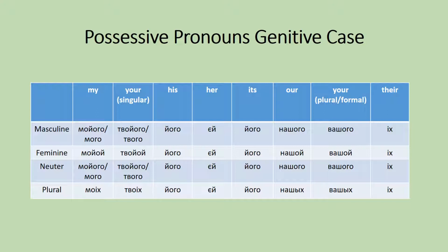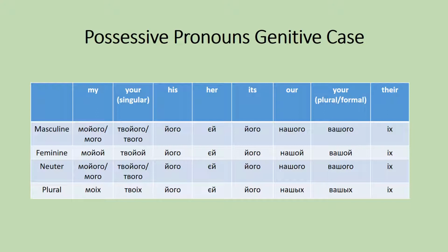Your singular is tvoyoho, or alternatively, tvoho. His is yoho. Her is yay. Its is yoho.